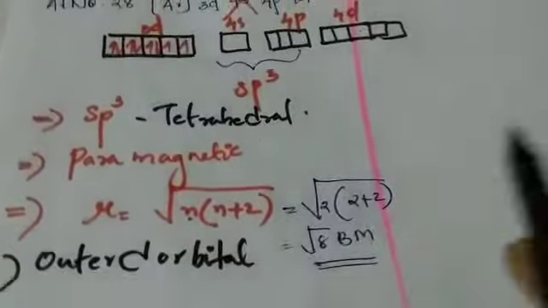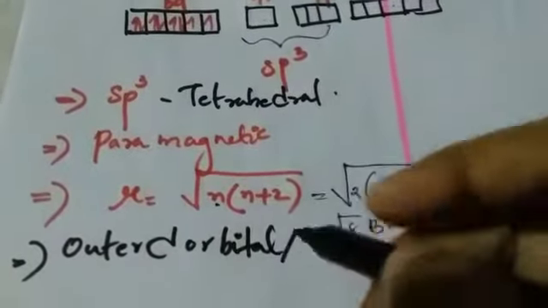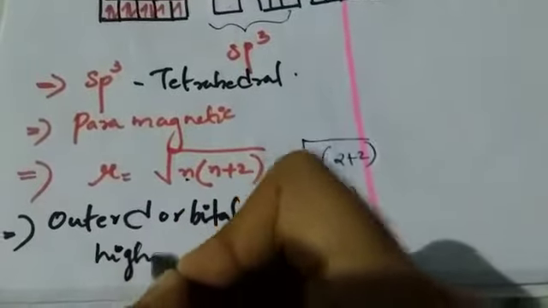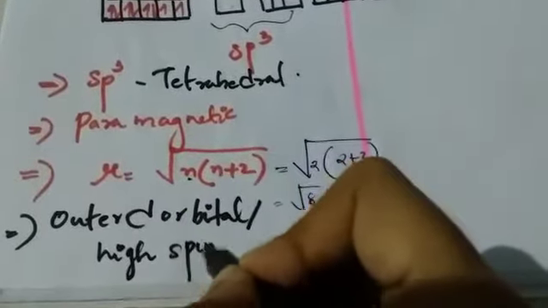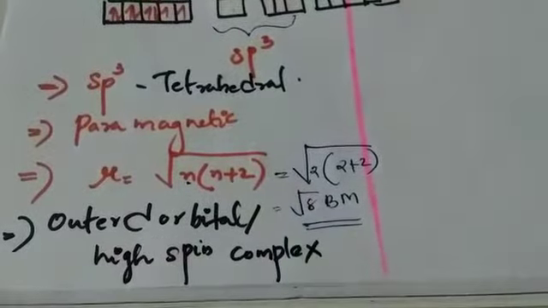Since it is an outer d orbital or outer orbital complex, we can call it a high spin complex. High spin complex. Are you clear students? Now the next question is Mn(CN)6 4 minus.